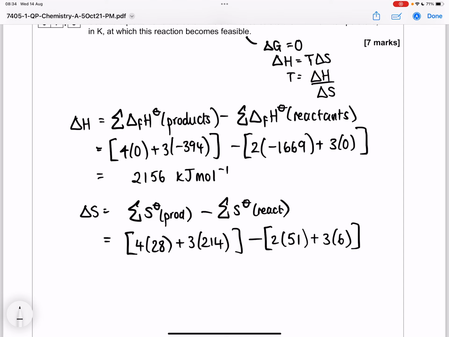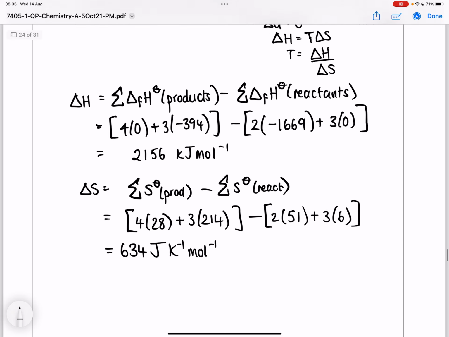So again, you're going to put that in your calculator. And if you work that out, you get 634. But remember that this one is in joules per Kelvin per mole, not kilojoules per mole.